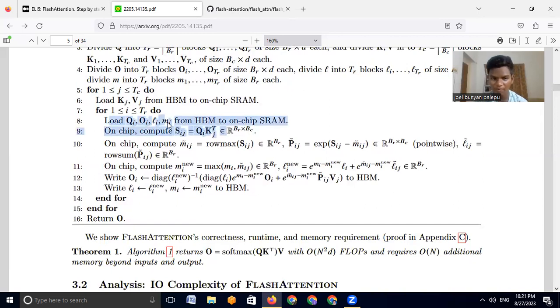And we are going to load the Q, K, and V vectors on chip. We are going to perform this, and then this, and then this, and then directly add that to HBM. So we're not going to do a bunch of read and write accesses.